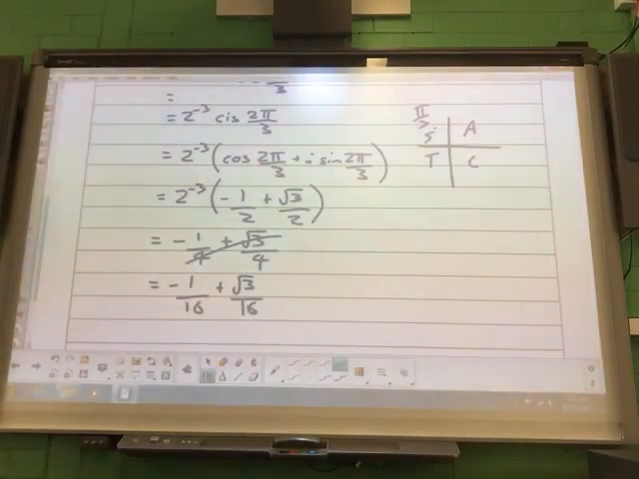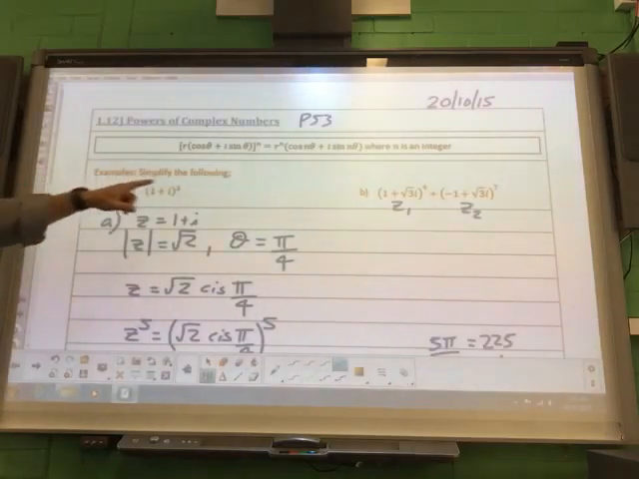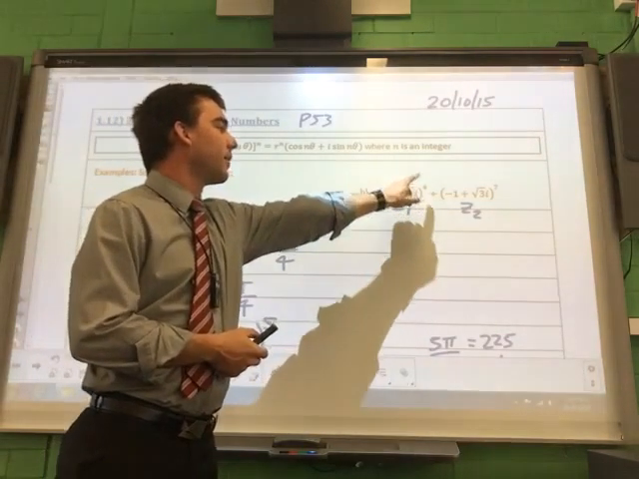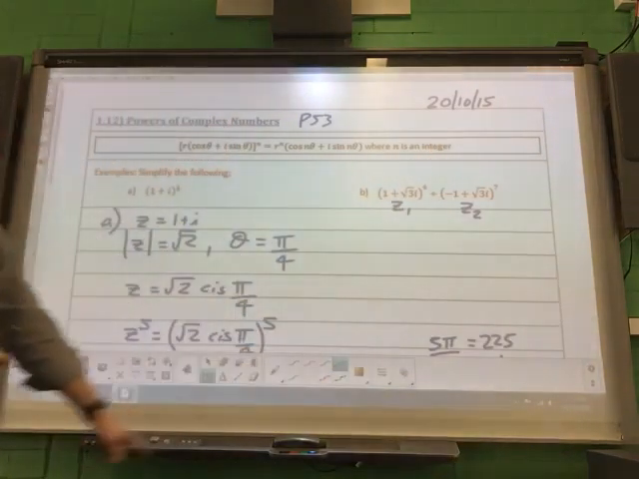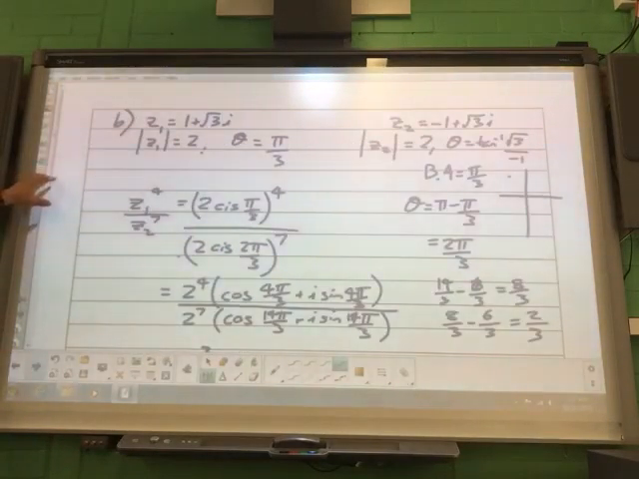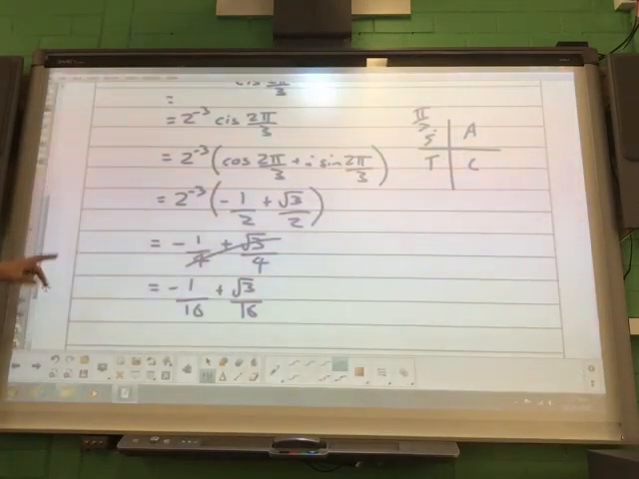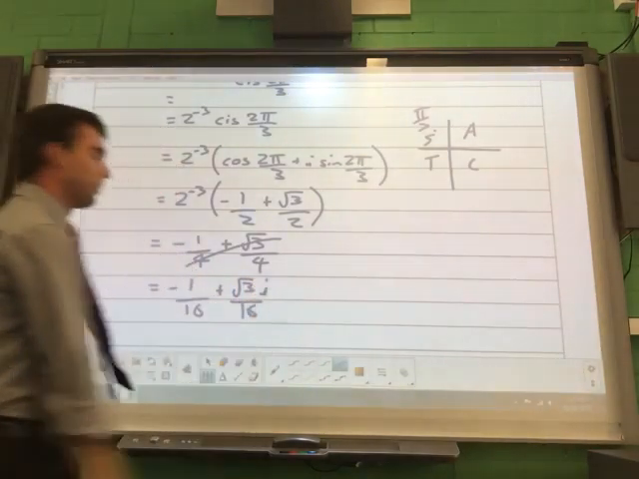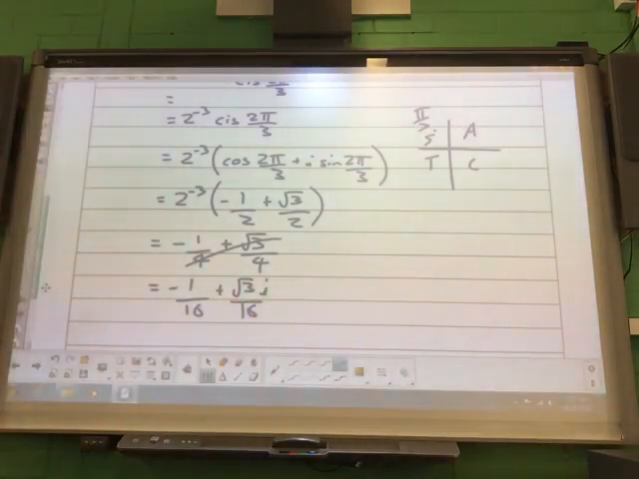Page 53, Robin. So that is how you use De Moivre's theorem to work out the powers of a complex number. Really what this question is saying is that Z1 to the power of 4 divided by Z2 to the power of 7 will equal negative 1 on 16 plus root 3 on 16 i.